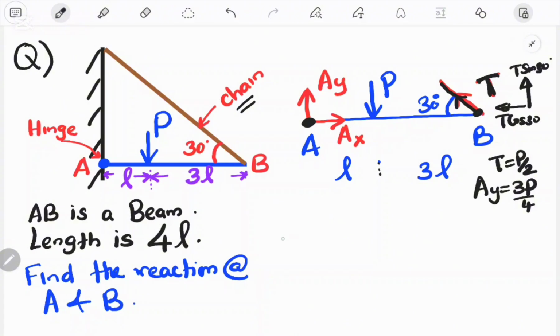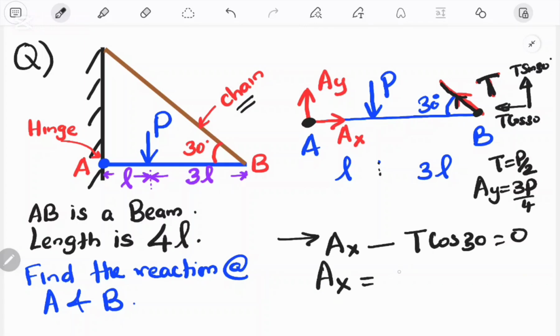In the same way, the summation of horizontal forces is equal to 0. AX, then T cos 30 is equal to 0. AX is equal to T, which is P by 2 into cos 30, root 3 by 2. The answer is root 3 P by 4.